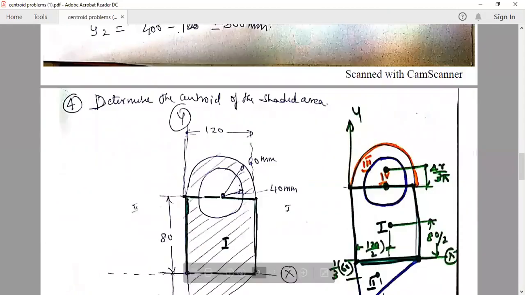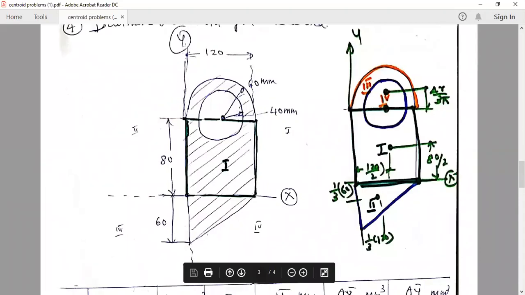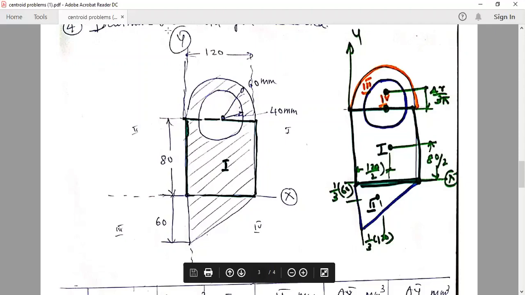Now this is one type of problem. It asks you to locate the centroid of the shaded area. Here also this circular area is a void area, it is not shaded. You can observe the entire composite area, where the axes are shown. The y-axis is passing through the extreme left corner, but the x-axis is shown somewhere in between. This is our reference axis. Our intention is to locate the centroid of this composite area with reference to these two axes.